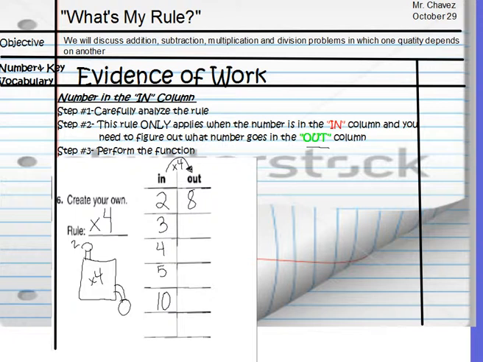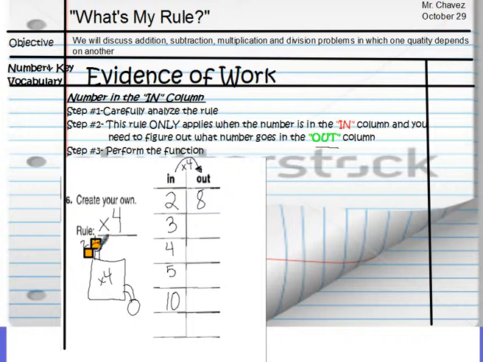I'm going to do it another way, with squares. If we have 2 squares coming in and each square has 4 sides, how many sides come out? 8. I'm going to do this one again. If we have 2 squares coming in, and the rule is to count the number of sides, which a square has 4 sides, then we would come out with 8 sides.